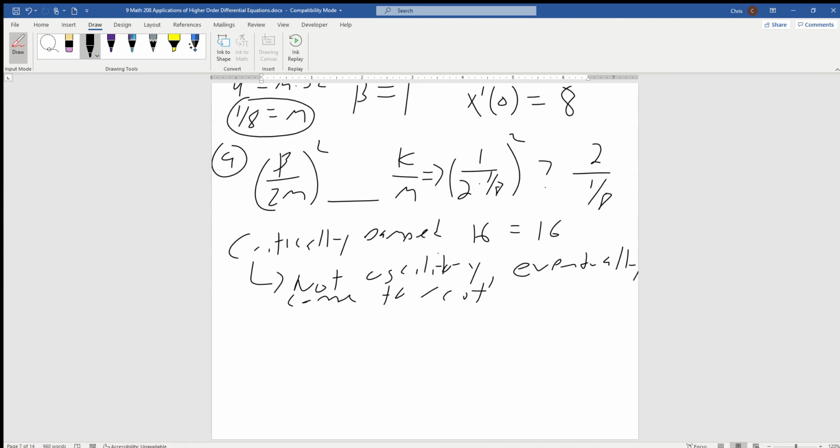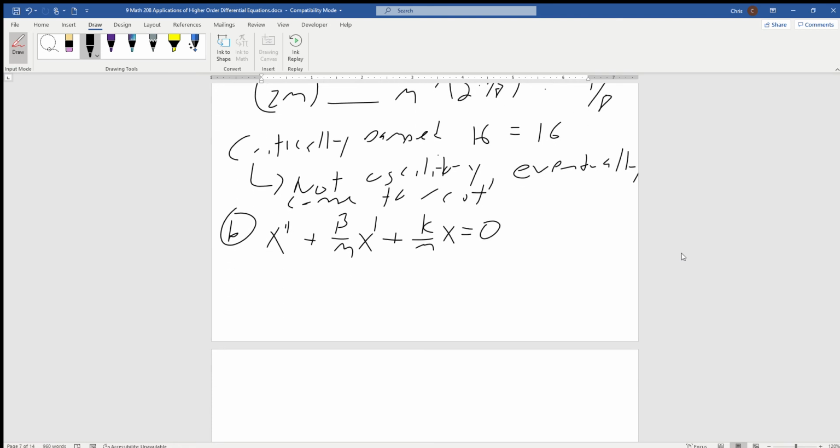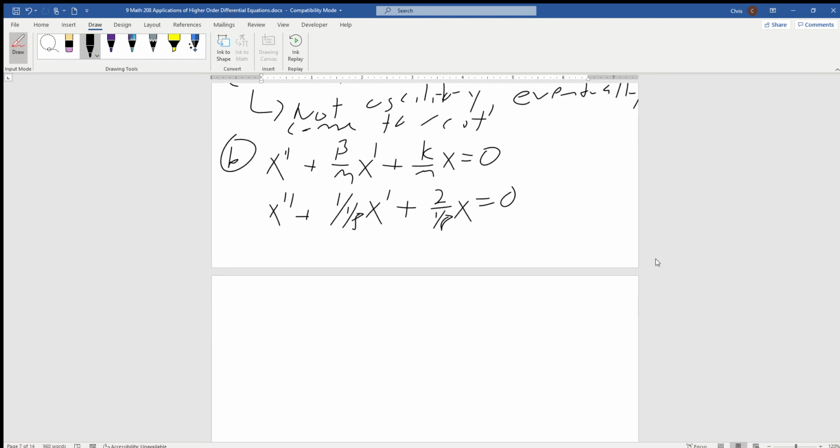All right, so let's see what happens though. Our next task is to find the equation of motion. Our formula is x double prime plus beta over m x prime plus k over m x equals 0. We already know that beta is 1, m is an eighth, and K is going to be 2. If we simplify that a little bit, we get a really nice equation: x double prime plus 8x prime plus 16x equals 0. It's almost like somebody made up this problem to make the numbers really nice.